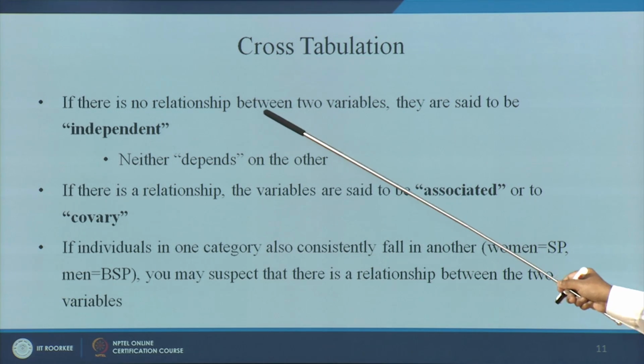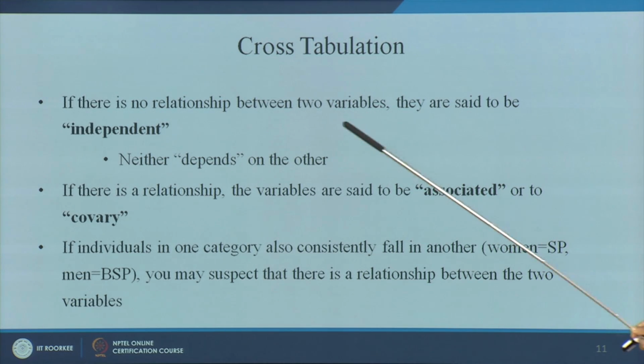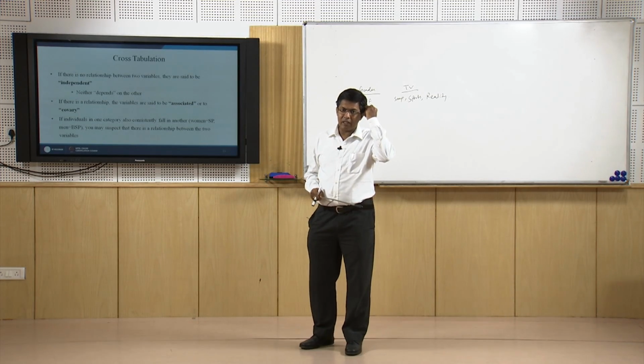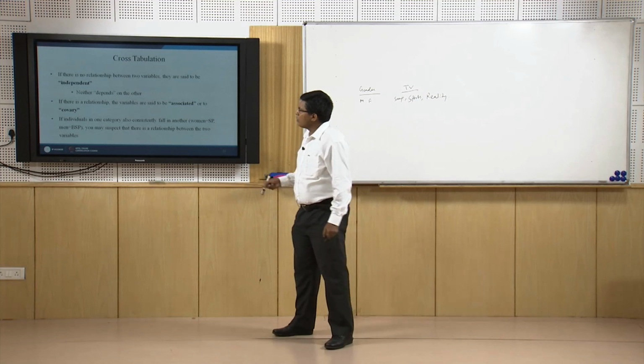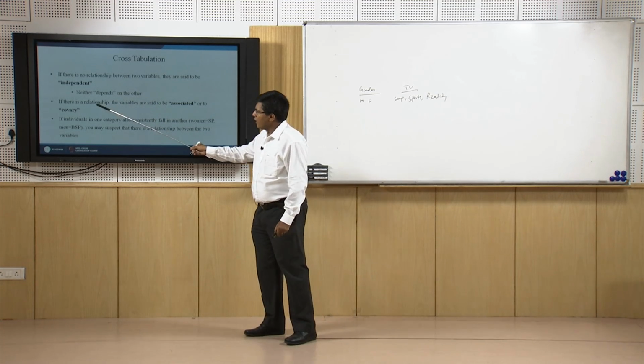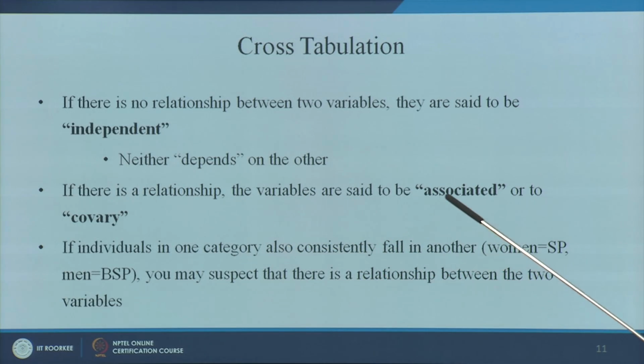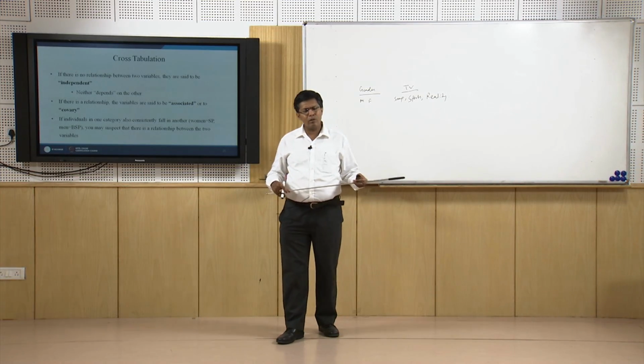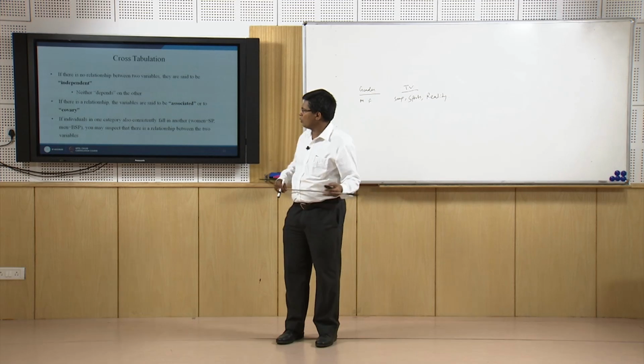If there is no relationship between the two variables, they are said to be independent. So many a time we say it is a test of independence. Neither depends on the other. That means if there is a relationship, the variables are said to be associated or to co-vary. So the chi-square test works as a test of independence, and it also works as a test of association.